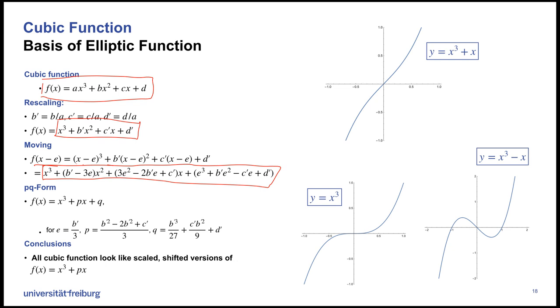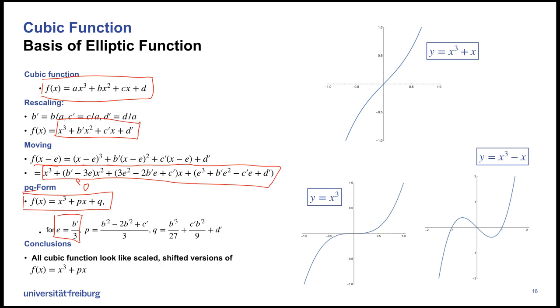Now, if we are clever and move it to the right so that this sphere is 0, we can move in such a way that if you choose E equal to the term B prime divided by 3, then we get rid of the quadratic term. So by moving right in a certain direction, we get rid of the quadratic term. So it doesn't seem to be important in the first place, because we can remove it by moving to the right. And when we look at the so-called PQ form, we have this cubic formula which doesn't have a square term.